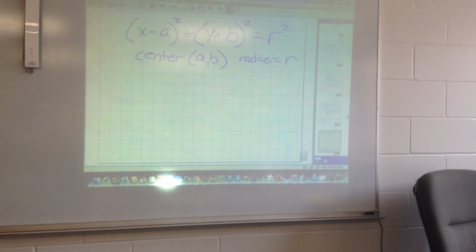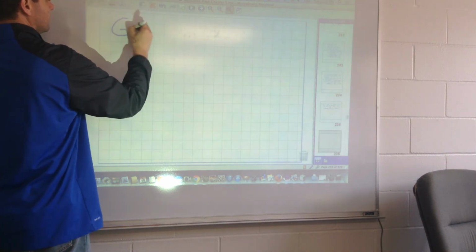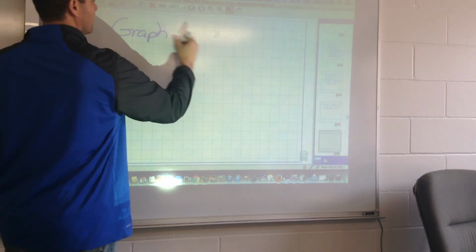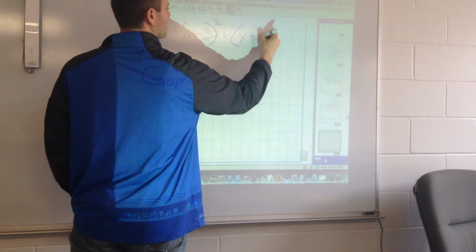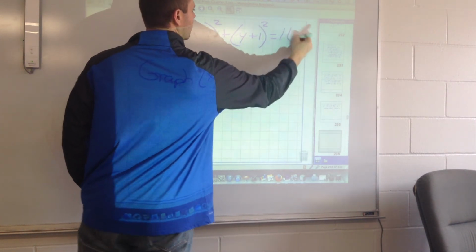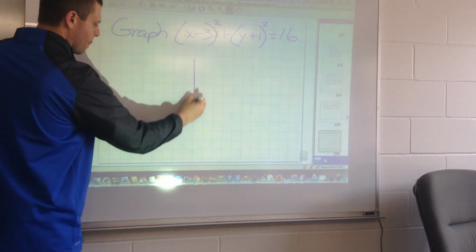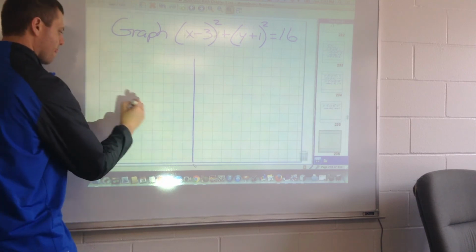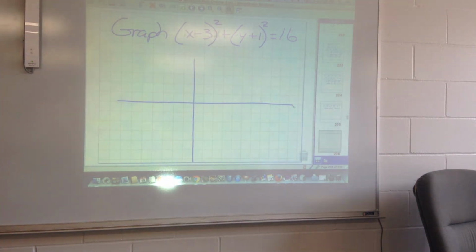Okay? Well, real quick here, if I said to graph x minus 3 squared plus y plus 1 squared equals 16, how do you think I'm going to do that? Go 4 up and 4 to the right. What do you think you should find first? You graph the coordinates for 3. I'd find the center. Yeah.